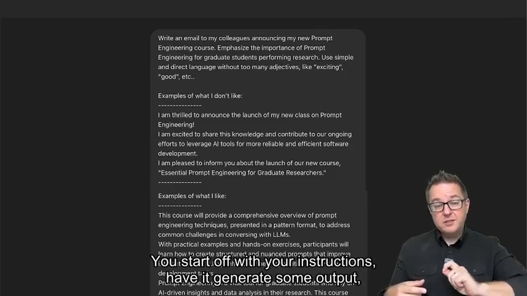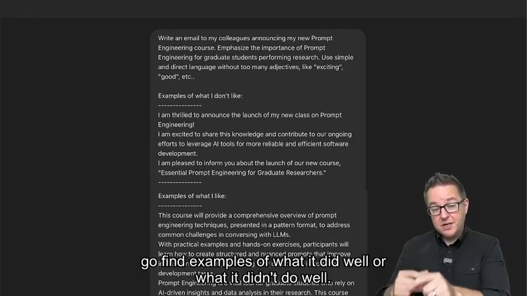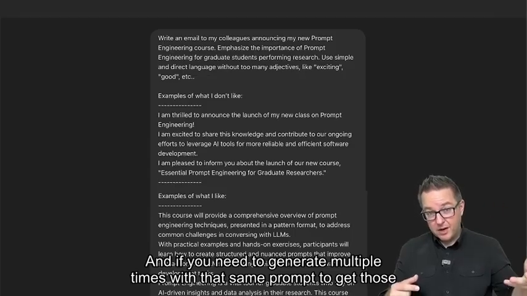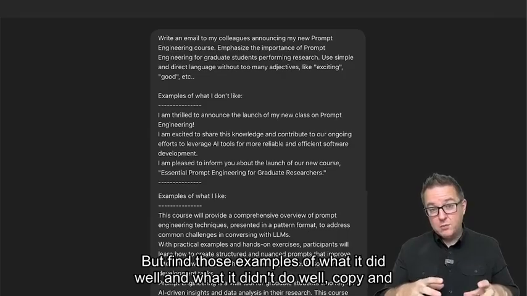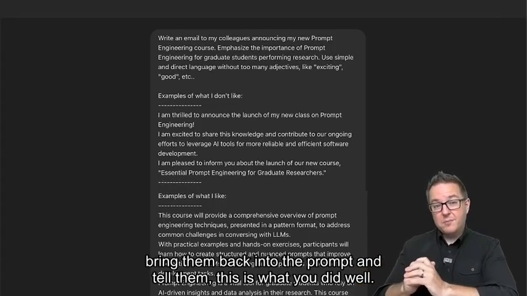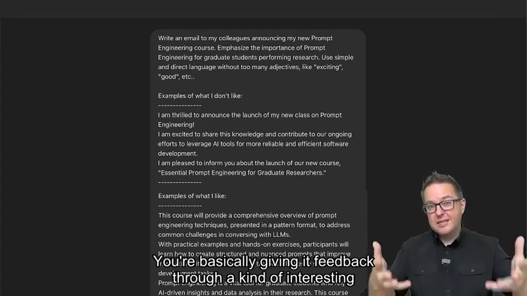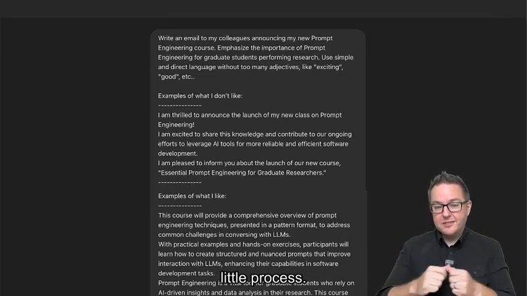You have something that you want to build a reusable prompt for. You start off with your instructions. Have it generate some output. Go find examples of what it did well or what it didn't do well. And if you need to generate multiple times with that same prompt to get those examples, that's fine. But find those examples, copy and paste them, and bring them back into the prompt and tell it, this is what you did well, this is what you didn't do well. You're basically giving it feedback through a kind of interesting little process.